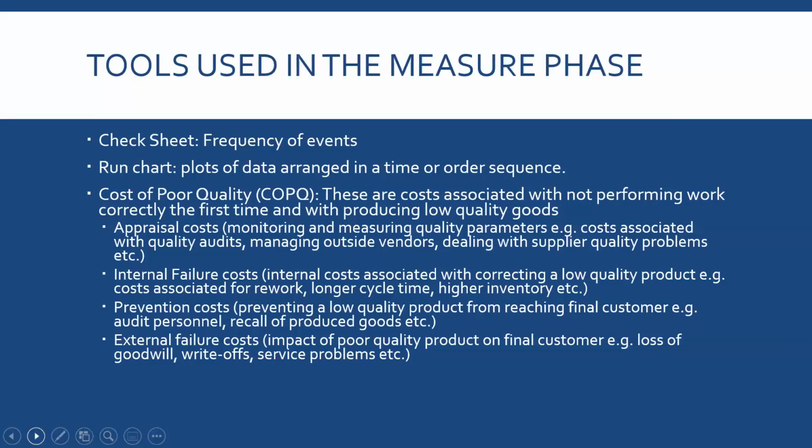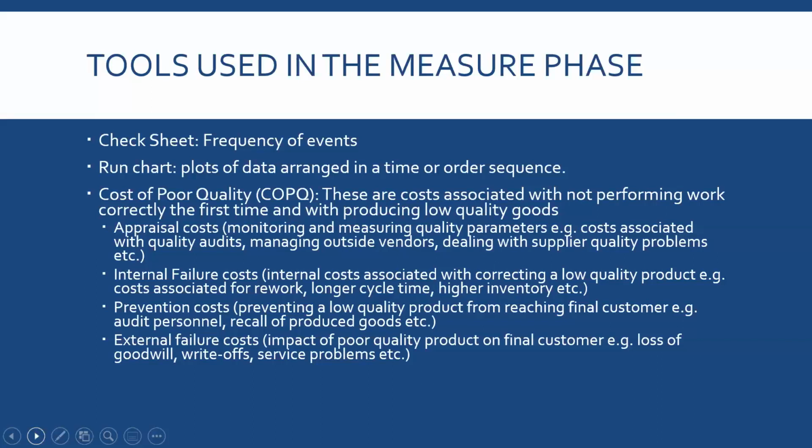Internal failure costs are associated with correcting the low quality of products, such as long cycle time. If you have a long cycle time, why is that? You have to figure out why. Preventive costs are costs to prevent problems from happening, such as recall products and audit personnel. These are really critical and essential, because they will prevent defects from happening.